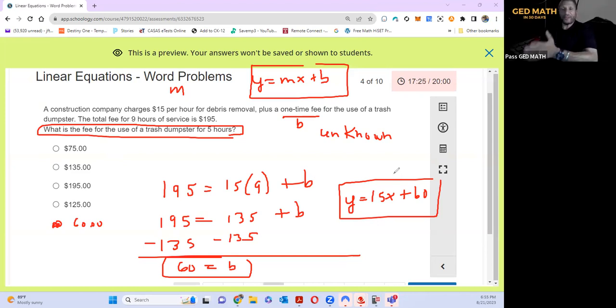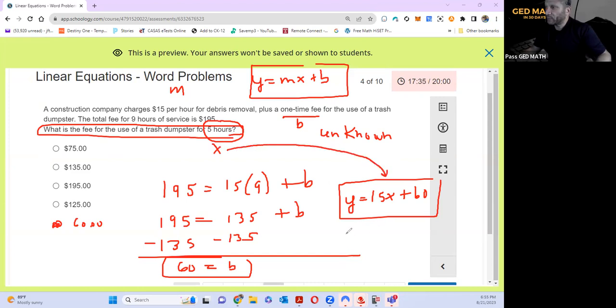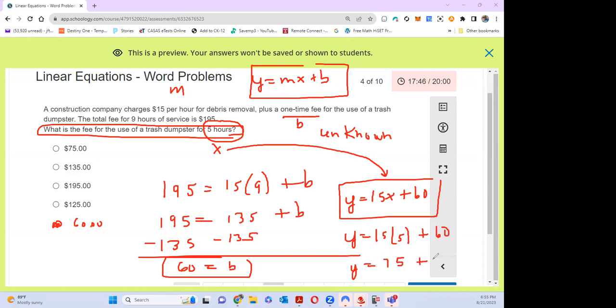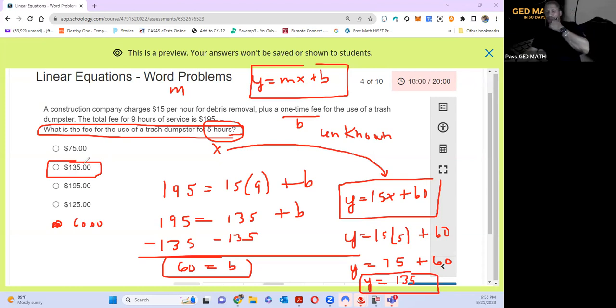Now that we have the equation, y equals 15x plus 60, they're giving you the time spent. So that's my x. Plug that in: y equals 15 times 5 plus 60. What is 15 times 5? 15 times 5 is 75. And what's 75 plus 60? 135. That's our answer. And that's how you do problems like these.